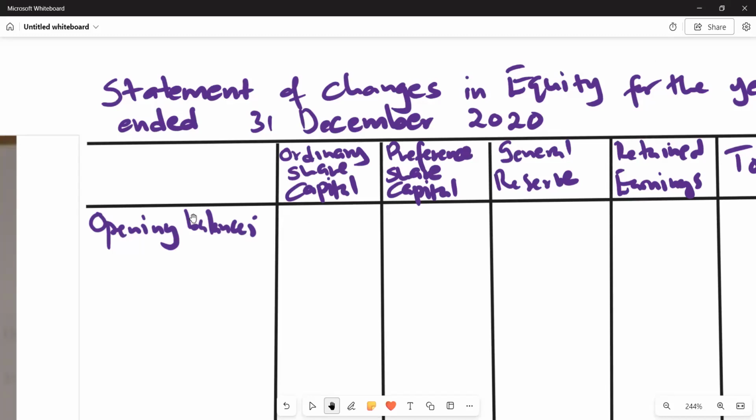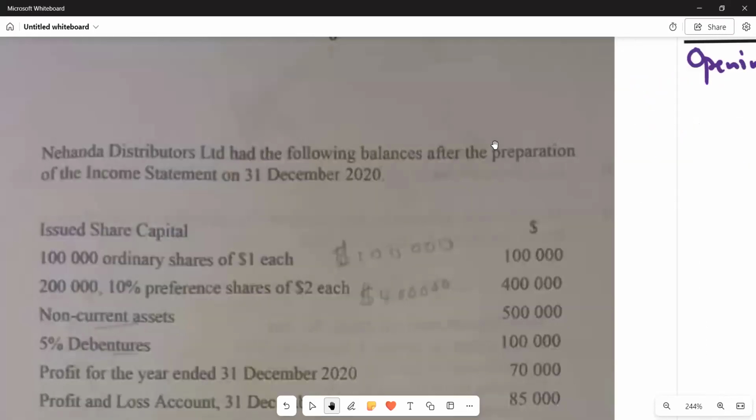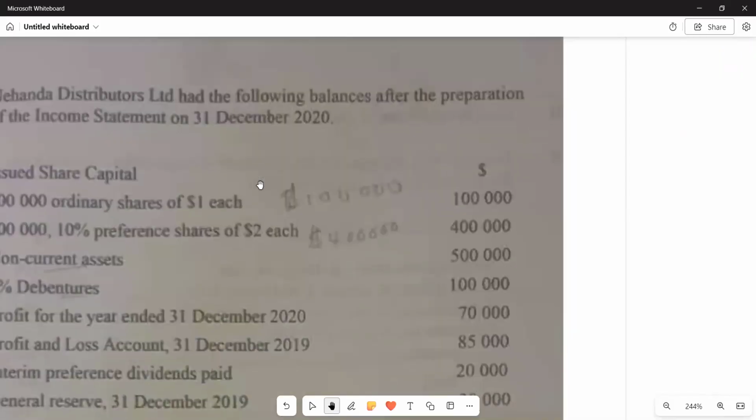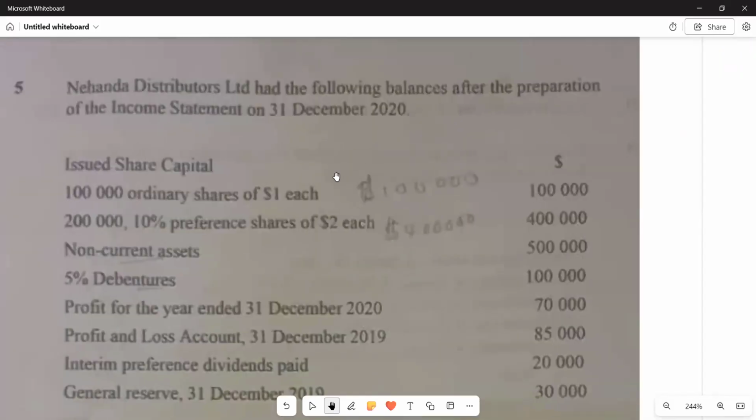So this is the description that we have for opening balance. We're going to put our opening balances here, and then obviously in the same row we get the total here. So I will go to the question and try to see what opening balances we are given. If you come here, you would see that as for ordinary shares, we are given 100,000 ordinary shares of $1 each, with a balance of $100,000 there.